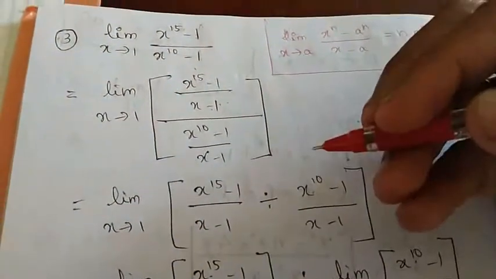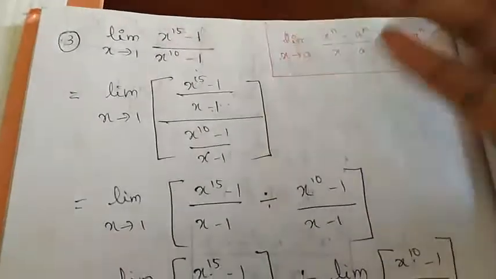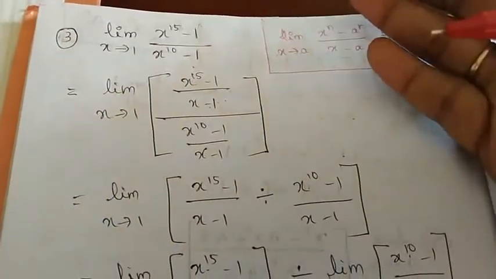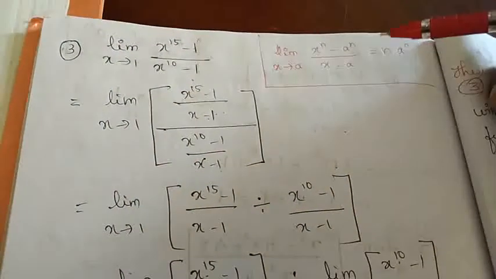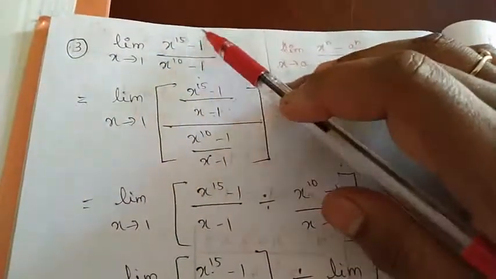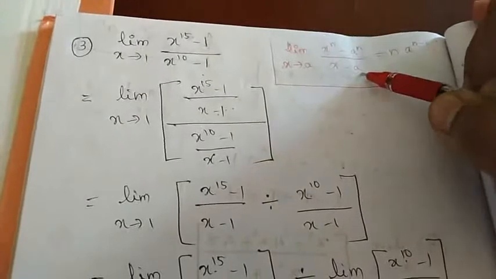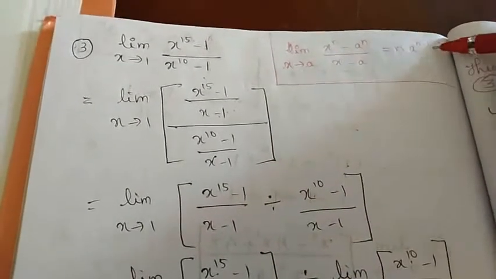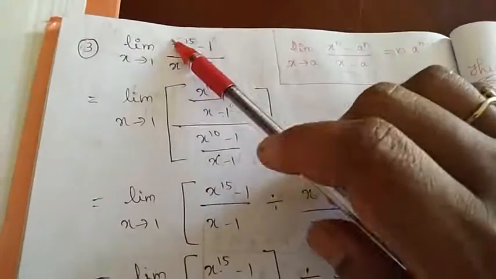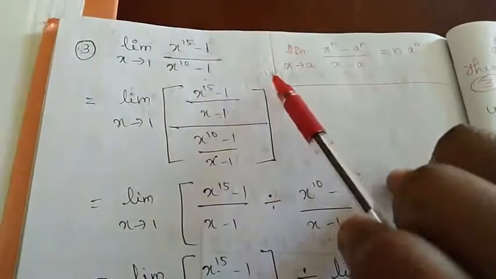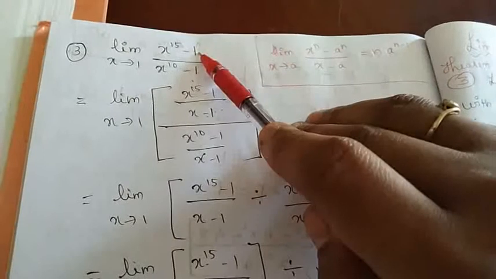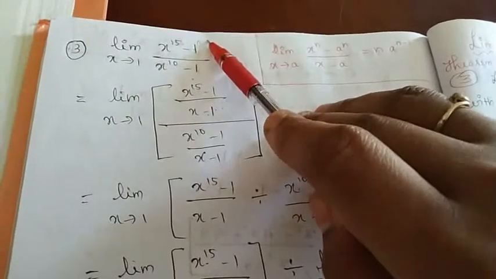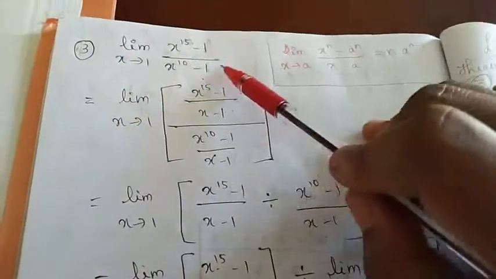In the previous problem we have seen how to factorize and reduce and eliminate the term which leads to 0 in the denominator. Now in this problem we are going to use this result, x power n minus a power n divided by x minus a is equal to n into a power n minus 1. So numerator we have x power n minus a power n because limit x tends to a, here x tends to 1, we have 1 only. 1 power 15 is going to be 1 only, so they have given 1.